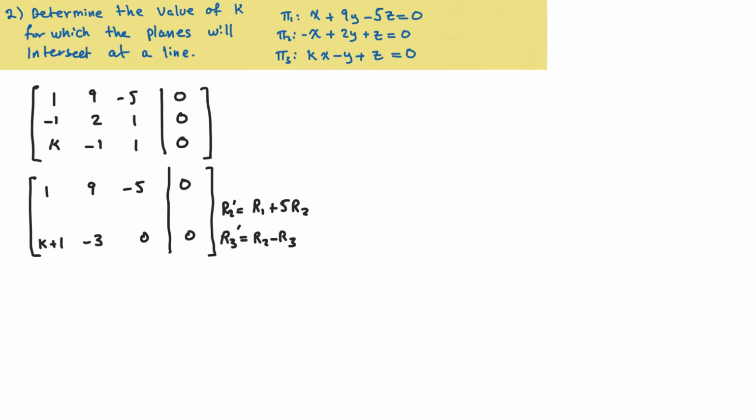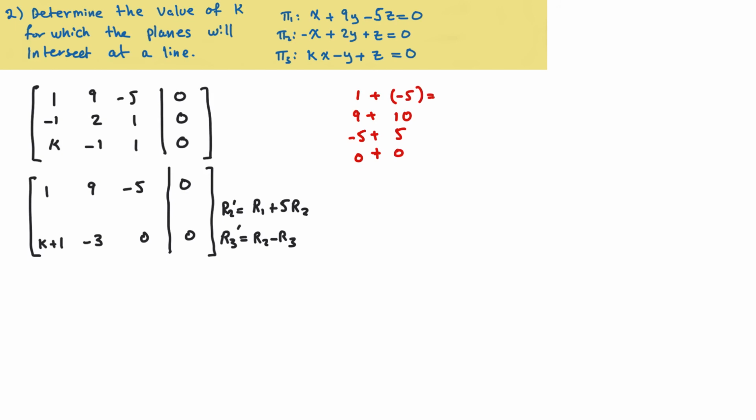I'm going to write all of the values down here. So R1 is 1, 9, negative 5, and 0 at the end. I'll just leave it in here. And I'm adding 5 times R2. So 5 times R2 for the first one is negative 5. 5 times 2 is 10. And 5 times 1 is 5. And this is going to be 0.